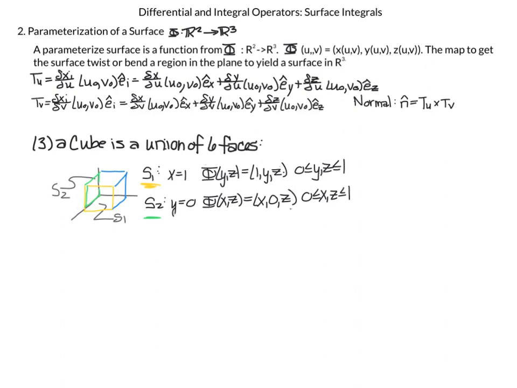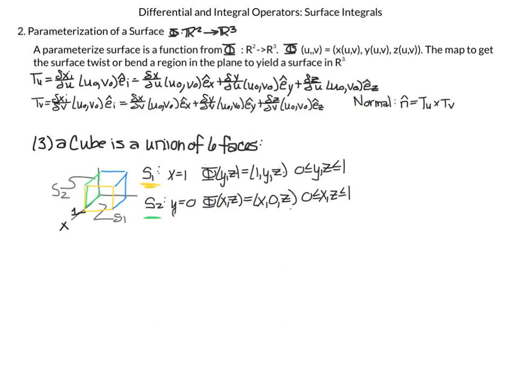So this face is at x equals 1. This is my x-axis, and this is 1. So to parameterize this, we have our phi of yz is equal to, our x is held at 1, y and z vary, but y and z vary between 0 and 1, and that will give us all the points in this yellow square.